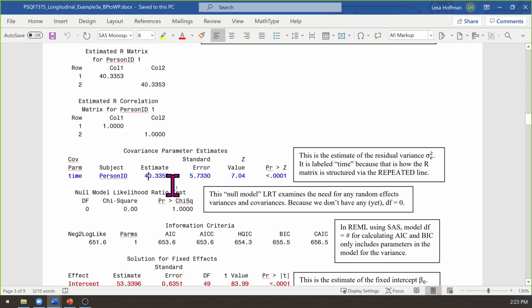That term right there, that 40, is what we used to call mean square error or mean square residual. That is our residual variance. Given that we have no predictors in this empty model, it's all the variance in the outcome. So 40 is as much variance as we have over occasions and persons.